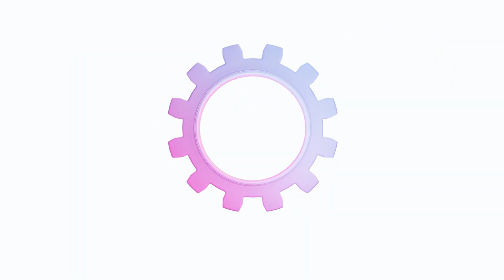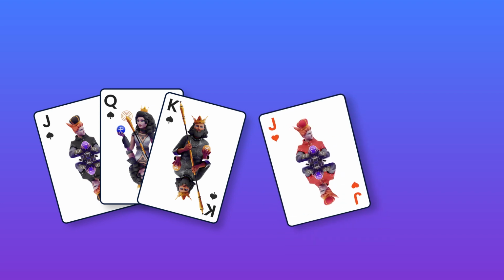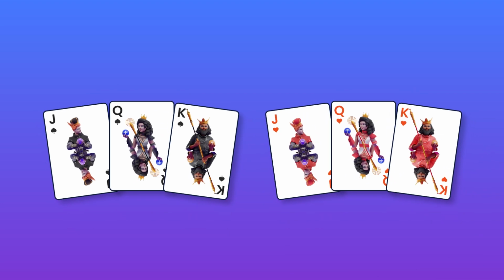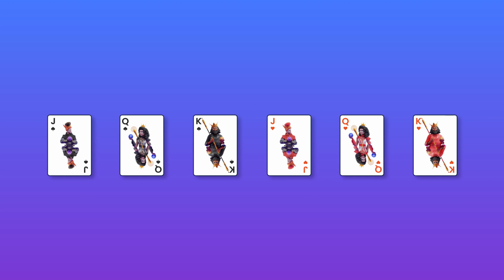Let's look at an example. Imagine taking part in a game that uses 6 playing cards: the Jack, Queen, and King of spades, and the Jack, Queen, and King of hearts. These 6 cards are the elements of a universal set U.